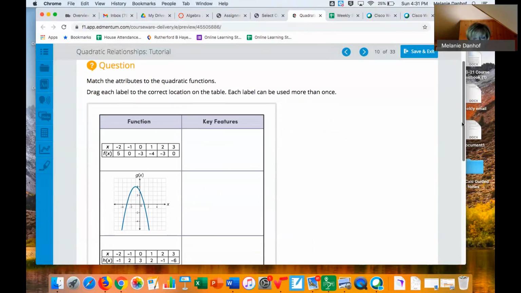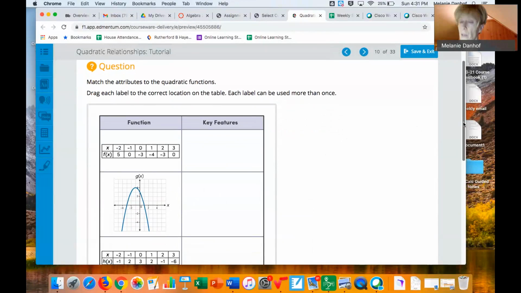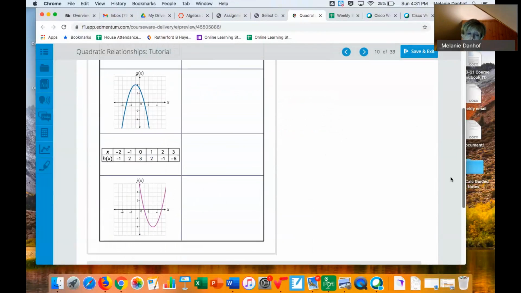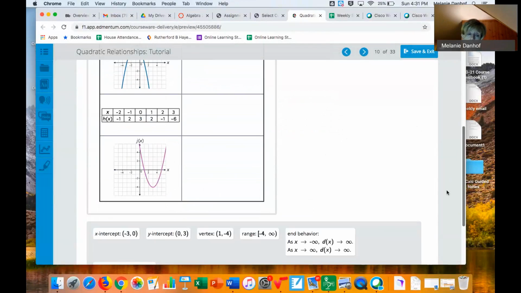So I want to take a look at an example here on problem number 10. It goes with the last video from screen number 8. And we're given two pictures here. And I will say that I think that this problem is missing an answer. But if we look down below here, let's start with the x-intercept.